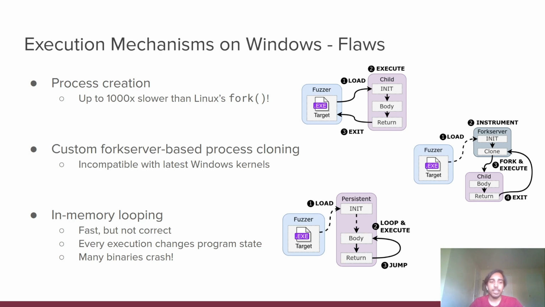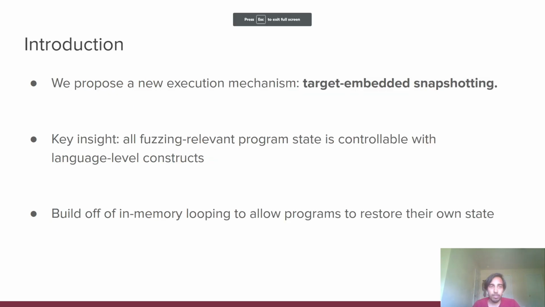Now, the third and last technique, in-memory looping, is really fast. It is faster than the above two. However, as we know, every execution of the loop changes the program state. So every new test case receives the process in a state that is not correct. That is, it has some stale state from the previous loop iteration. And thus, many binaries crash. And most of these crashes would be false because they are probably happening due to the stale state.